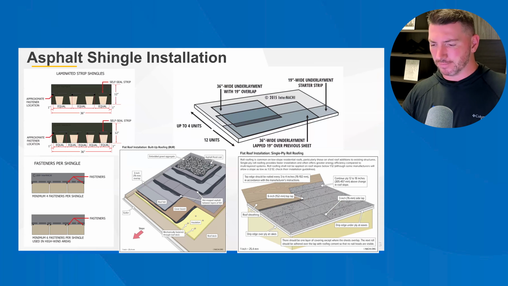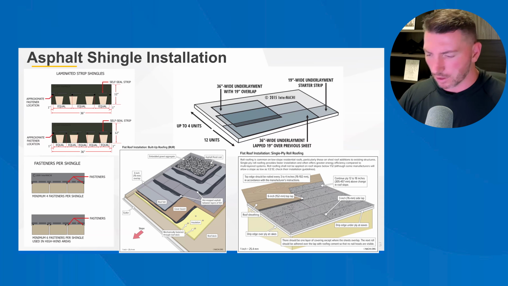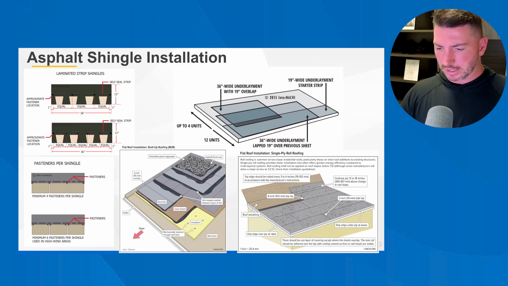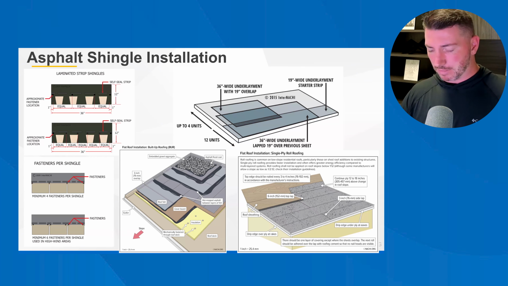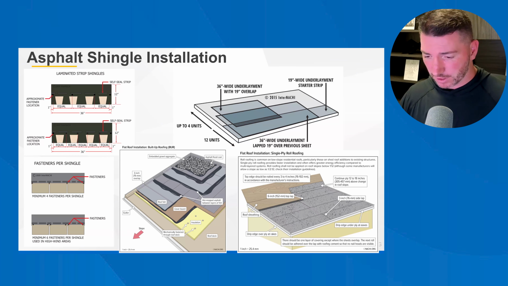Asphalt shingle installation. Underlayment is required. Sometimes you use felt, but a lot of more modern roofs are being installed with synthetic felt, which is kind of an impermeable membrane that functions basically like a tarp.